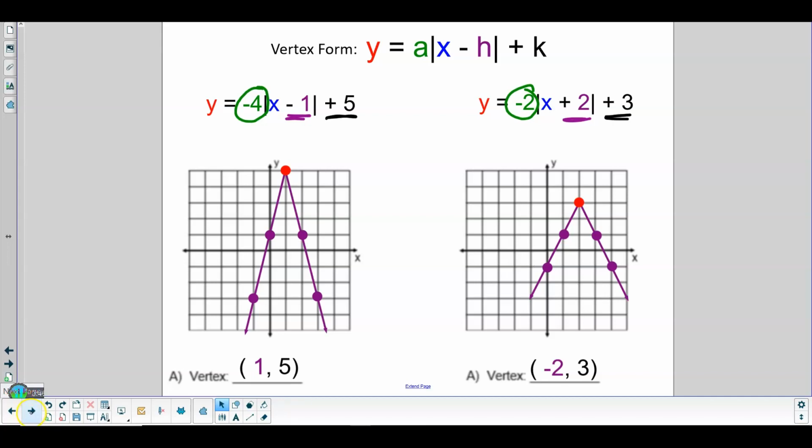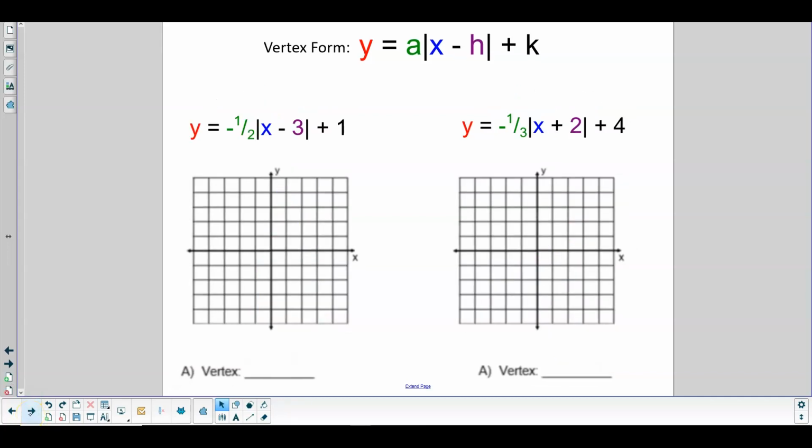Hopefully you're seeing the number in front is just kind of telling you how to find your next points from your vertex. Here I have -3, -2. Those are inside. This one has a +1 and a +4. So take a moment, write your vertices. And if you had these two, good job.